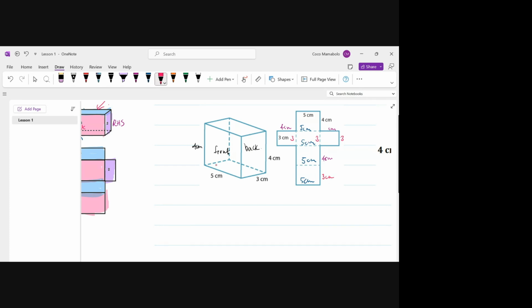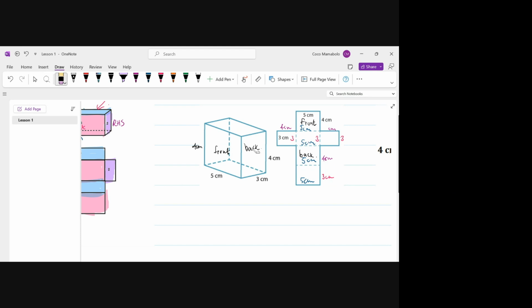So I know that the front, which is 5 by 4, should be the same as the back, which is also 5 by 4. So I know that this will be the front part, because that's 5 by 4, and that will be the same as the back part, which is also 5 by 4.